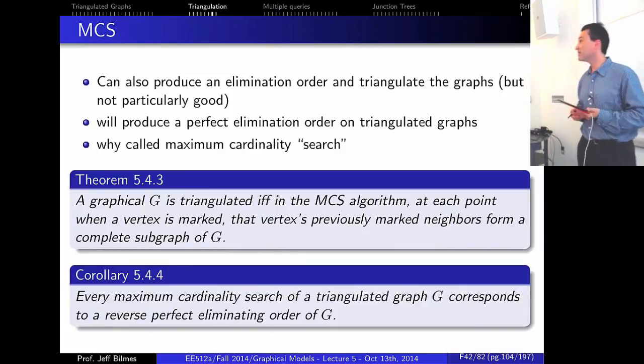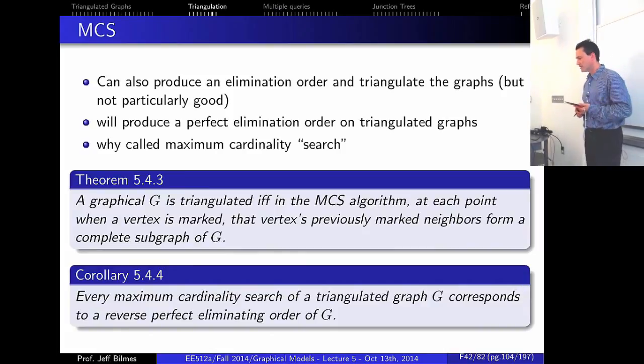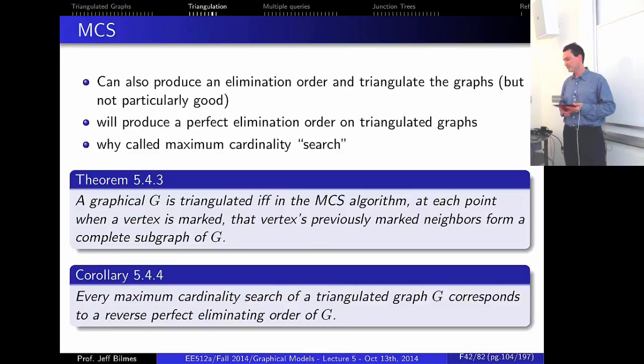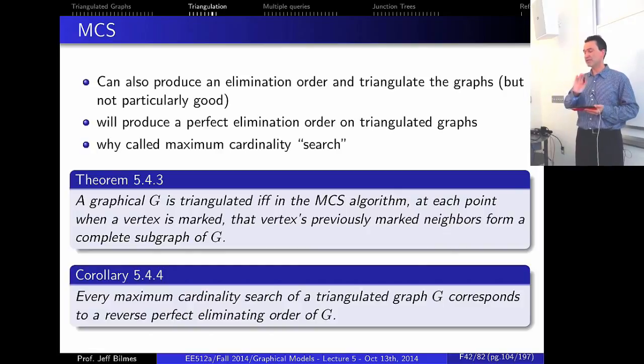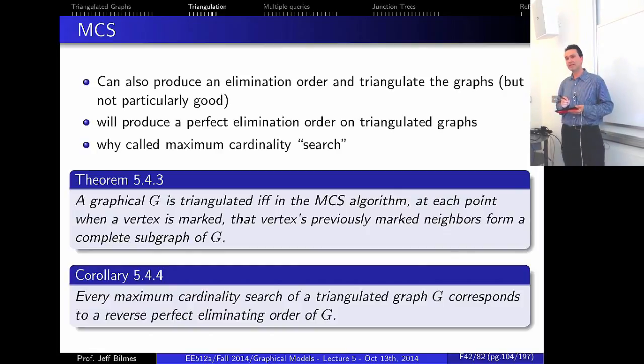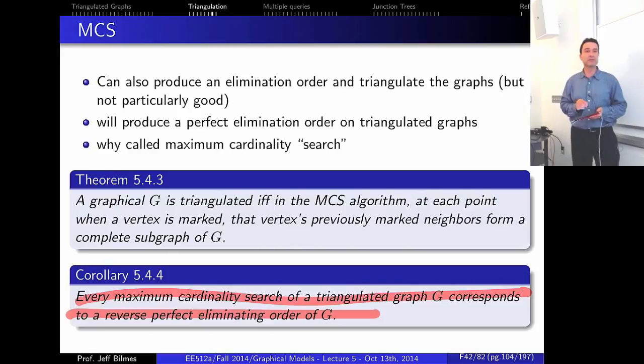So the theorems that we have are that a graph is triangulated if and only if, in the maximum cardinality search algorithm, at each point when a vertex is marked, that vertex's previously marked neighbors form a complete subgraph of G. And the other corollary is that every maximum cardinality search of a triangulated graph corresponds to a reverse perfect elimination order of the graph.